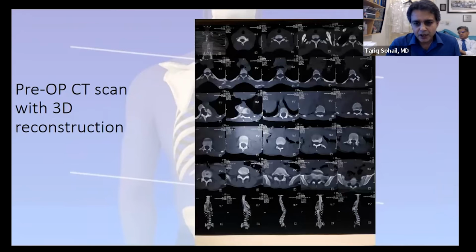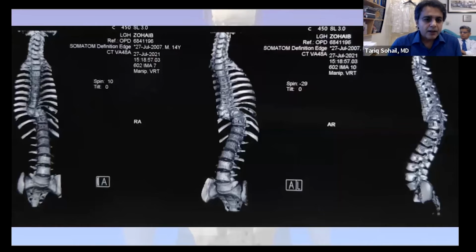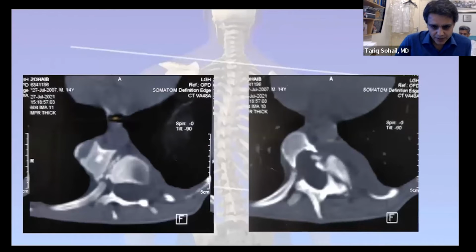So this is the pre-op 3D CT scan, and here we can see the vertebral bodies lying next to each other, just like kissing vertebrae. In the 3D reconstruction, we can see that the D9 vertebra is pretty much rotated, and it's lying side by side with the D10 vertebra. Even the D8 vertebra is in the same line to some extent. Here again, we can see the anatomy on the CT scan. The vertebrae are lying side by side.